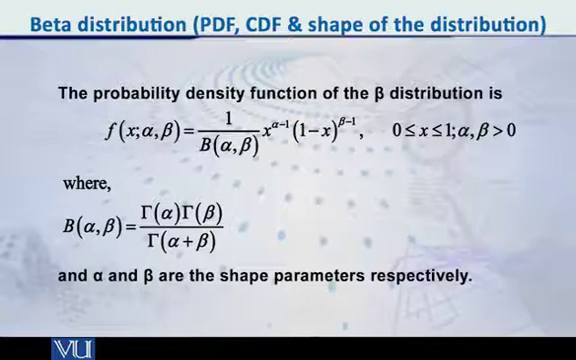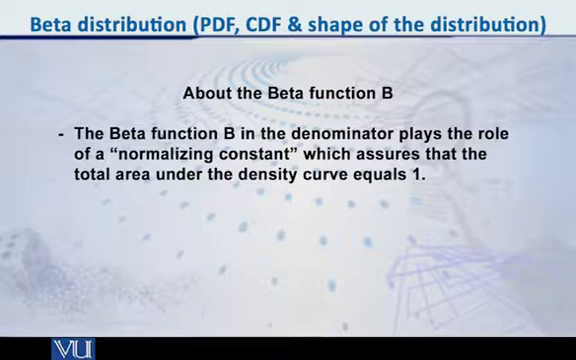F of x is equal to 1 over beta, alpha beta, multiplied by x raised to alpha minus 1 into 1 minus x raised to beta minus 1. And as I said, x goes from 0 to 1, and the parameters alpha and beta, they are both greater than 0. अच्छा, अब इसमें आपको सबसे पहले ये जो एंटिटी मैंने आपके सामने रखी बीटा अल्फा बीटा, इसके बारे में बताऊं.